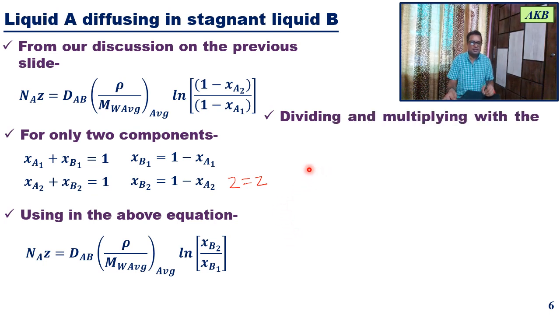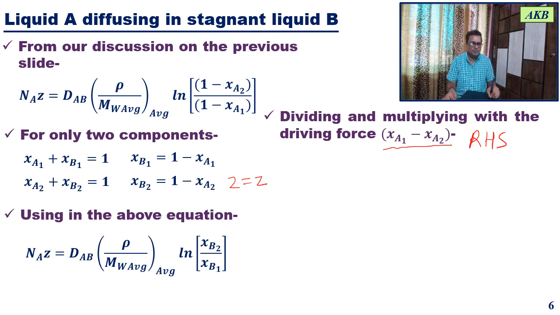Okay, now let us move ahead. Now in the next step, we will divide and multiply with the driving force. Now for diffusion of component A, in this case, driving force is x_A1 minus x_A2. We will divide and multiply on the right hand side of this equation with the driving force. So we are going to do that on the right hand side of the previous equation. Okay, so if we do that, what happens?